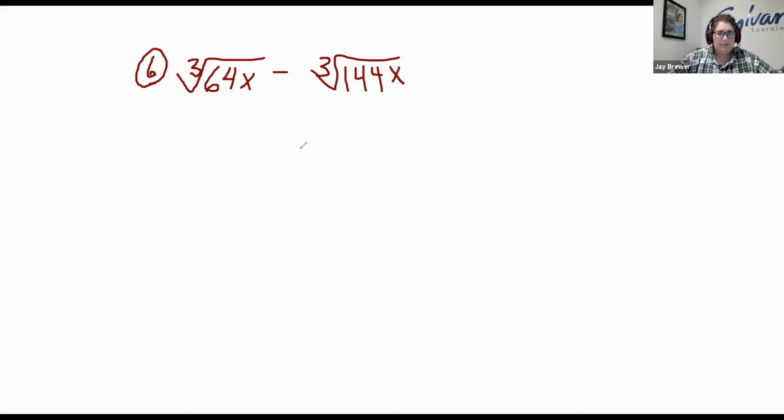Okay. So first question is, are the roots the same? Are the little numbers on the outside the same in this problem? They are. They're both cubes. Second question is, can we reduce this so our radicands can be the same? Well, 64 is 4 cubed.